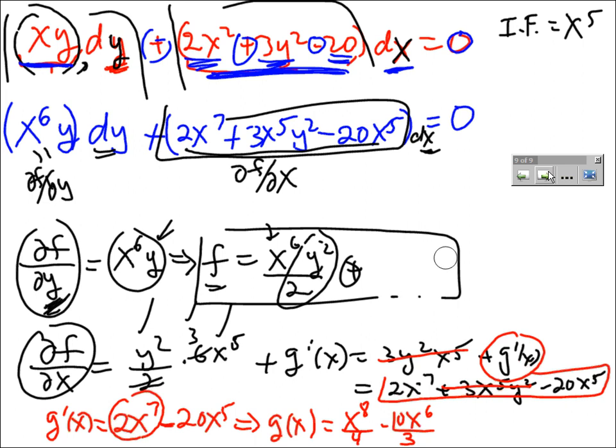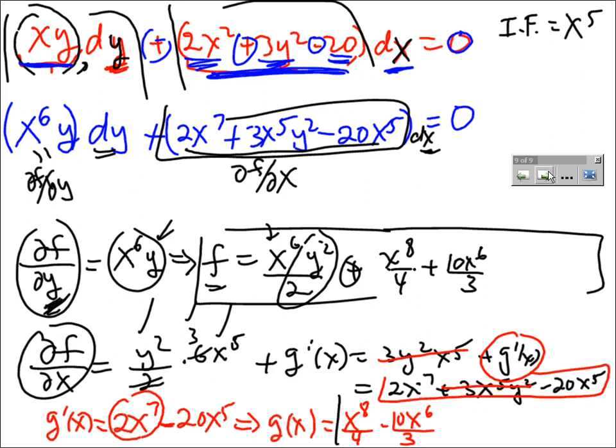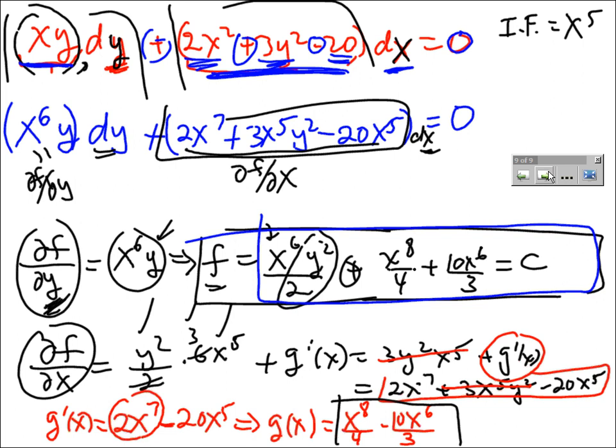So I come back to g of x. I write it down underneath, and then I add on what g of x is: x to the 8 over 4 plus 10x to the 6 over 3. I just wrote down what g of x was. Equals a constant. Here is the solution to the differential equation. And this completes the section on exact and non-exact differential equations.